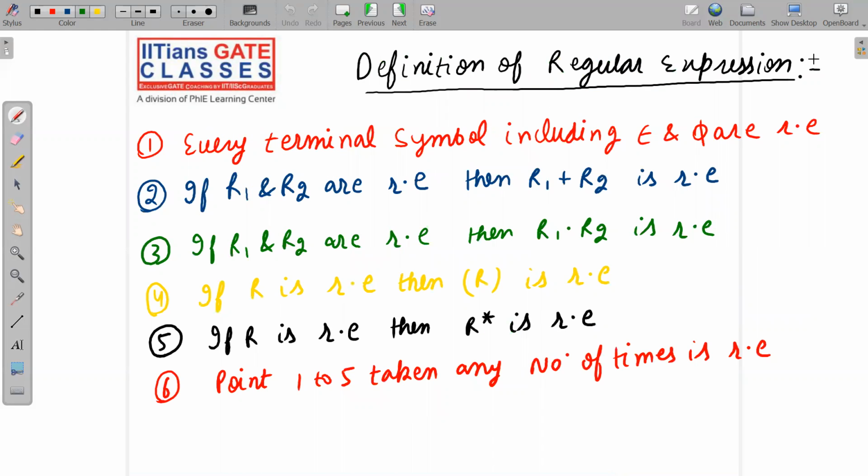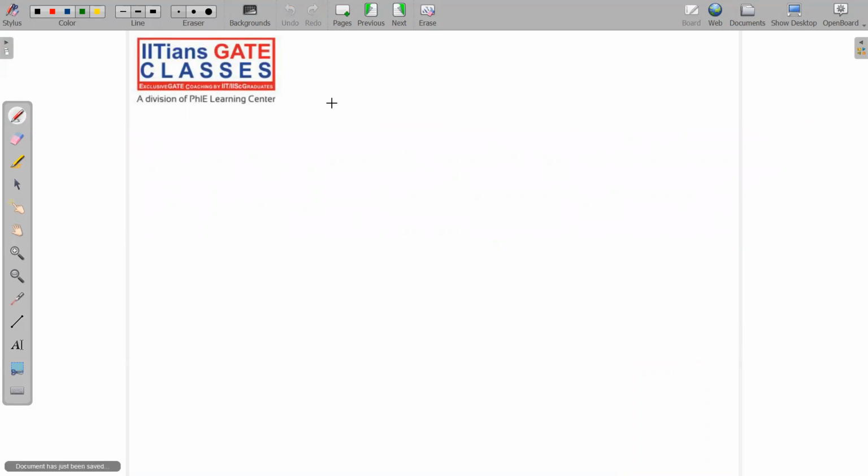So what is the definition of regular expression? The definition says every terminal symbol including null and phi is a regular expression. What does this mean? You write a terminal symbol like A, B, C, D, and so on. All these are regular expressions, including null and phi. Null is also a regular expression, and phi is also a regular expression.